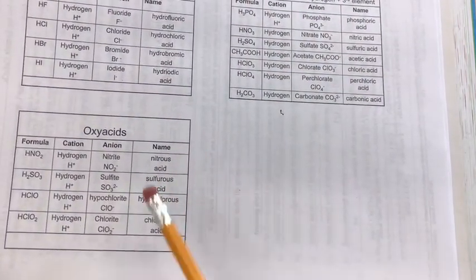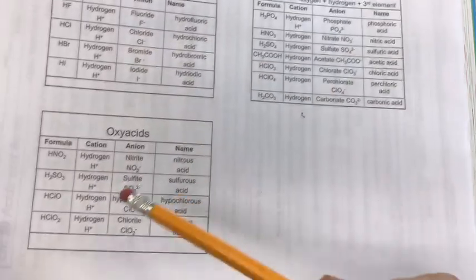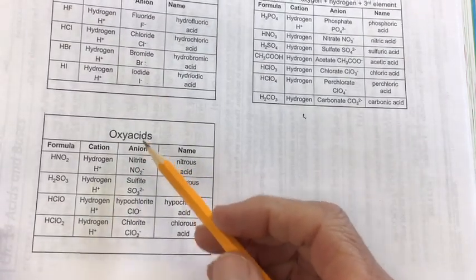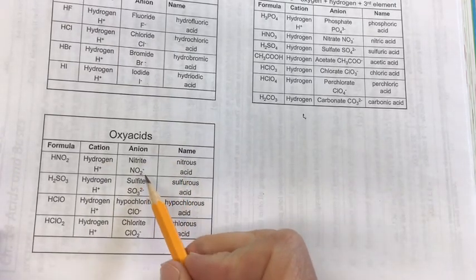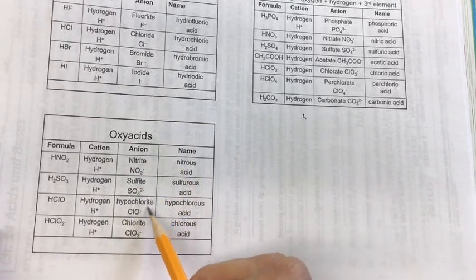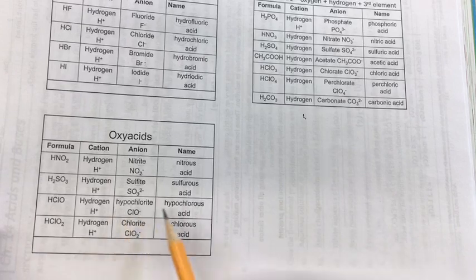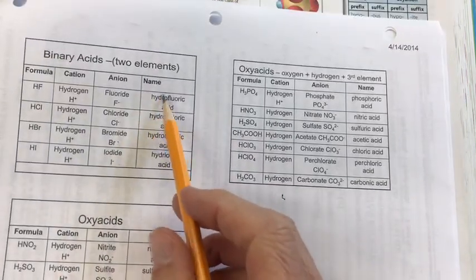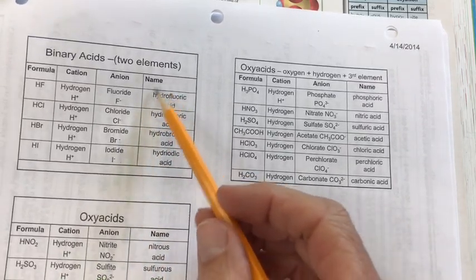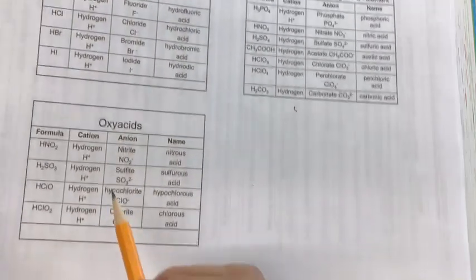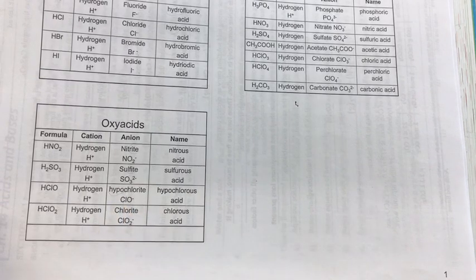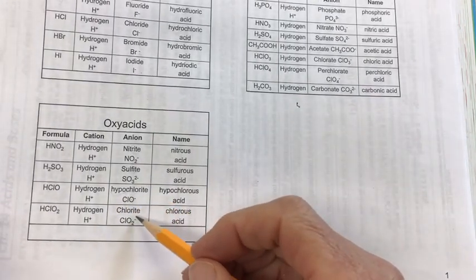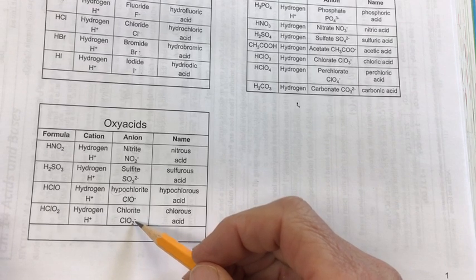On this paper, I broke it down into two categories. These are oxyacids whose names end in "ite." Nitrite, sulfite, chlorite. This is hypochlorite. Now, notice that this says hypo, and these are all hydro. Some people get that confused. These are all hydro. Nobody else has hydro. This is hypo. As we learned before, that means it has one less oxygen than the "ite" anion.